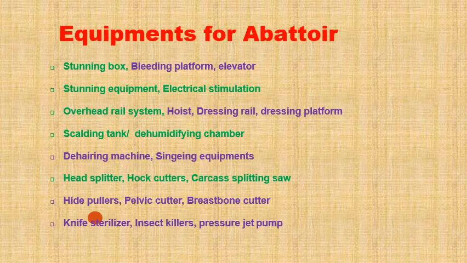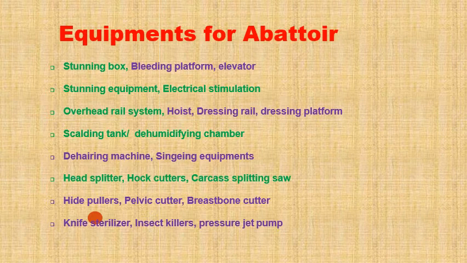Now we will talk about the equipments or machineries for the abattoir. Some of them I have mentioned in the first lecture. Here is the list of some of the important equipments like stunning box, bleeding platform, elevator, then stunning equipment, electrical stimulation. In the stunning equipment, it could be electrical apparatus for stunning or the stunning gun or the gaseous stunning system. There should be overhead rail system, and it needs hoist, dressing rail or dressing platform.